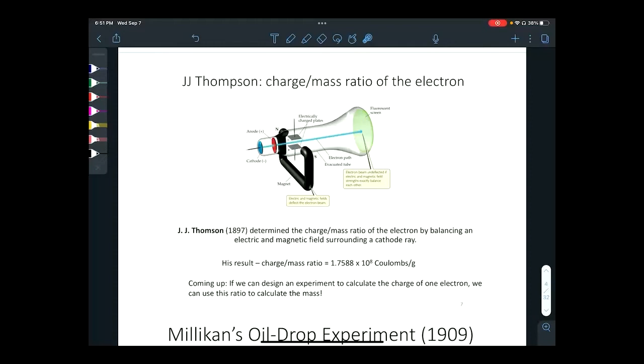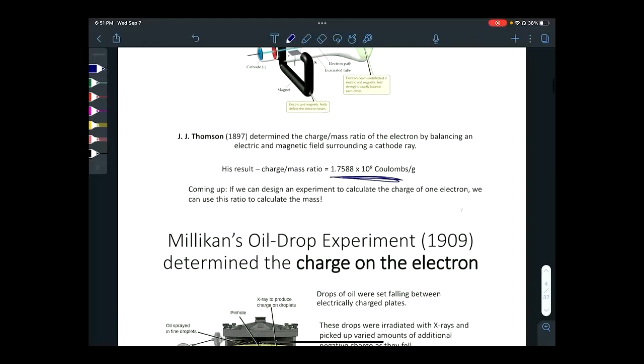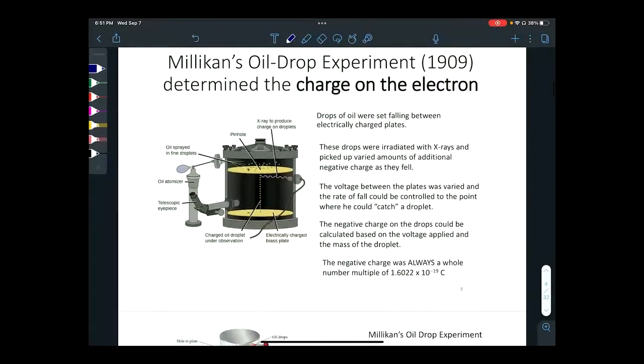All right, so the big idea here is that we have a charge to mass ratio. That's all J.J. Thomson could do. And so this is the second experiment, where we will get a little bit more information about an electron. The problem is that this experiment is very convoluted and I can't demonstrate it, so you're just going to have to follow me.